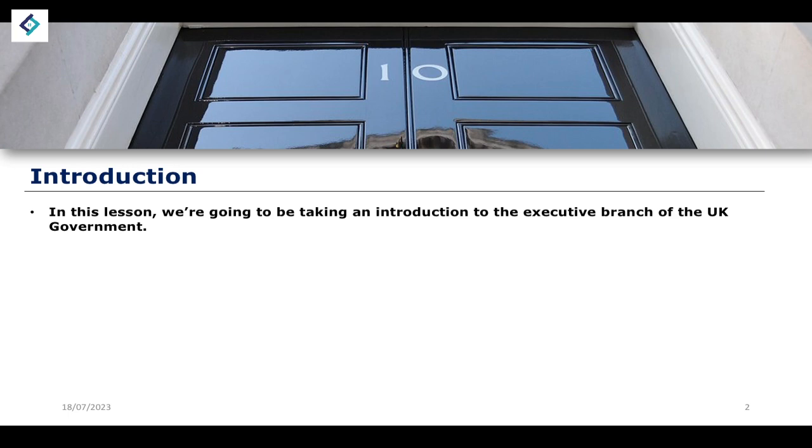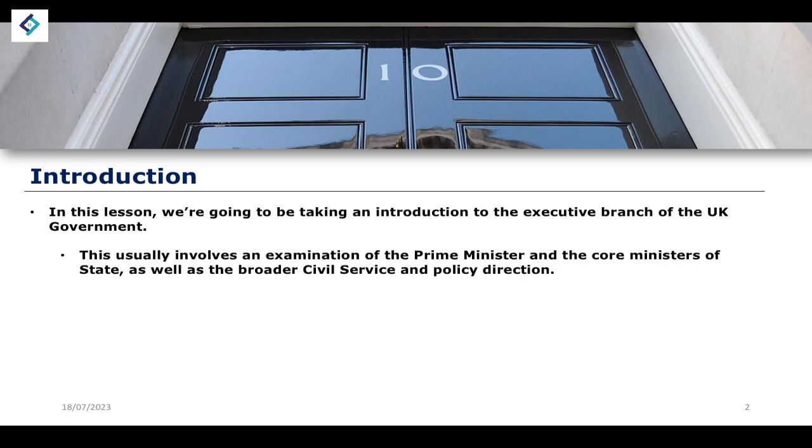So this is an introduction to the executive branch of the UK's government. This usually involves an examination of the Prime Minister, the core ministers of state, which is generally described as the cabinet system, and the broader ministers of state that exist as well, and some of the principles that apply to these ministers, and the broader civil service and policy direction as well.